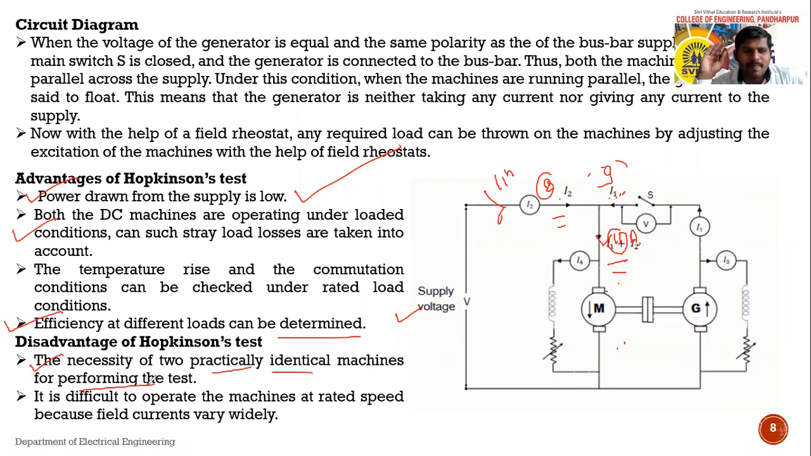This is one disadvantage. And the second one is that it is difficult to operate the machine at rated speed because the field current varies widely. It is difficult to run both machines at rated speed because we are varying the field current, by connecting one resistance or one of the rheostats. So these are the advantages and disadvantages of the Hopkinson test.